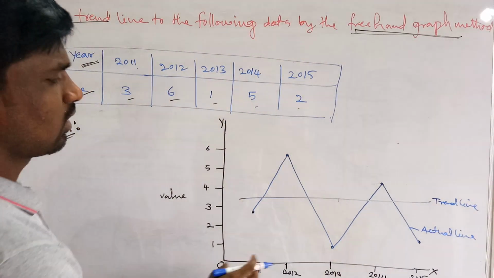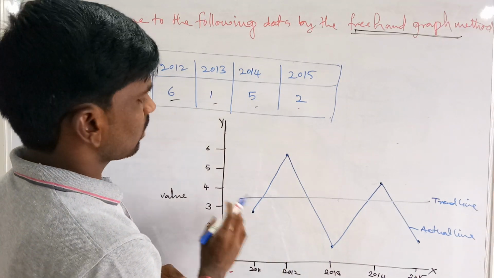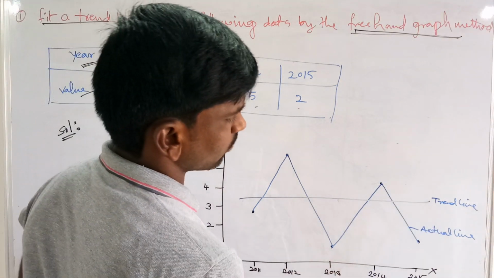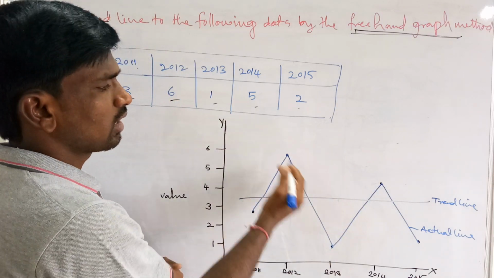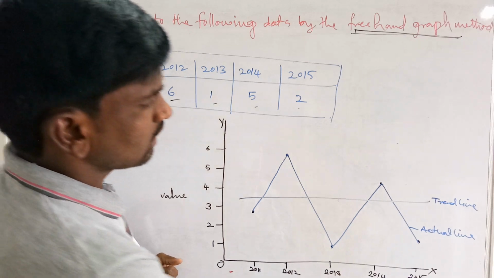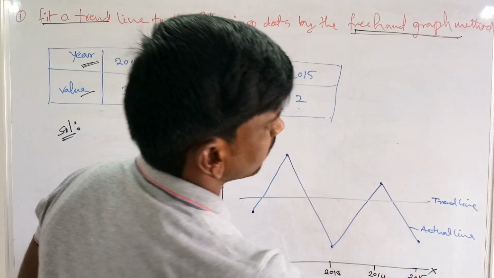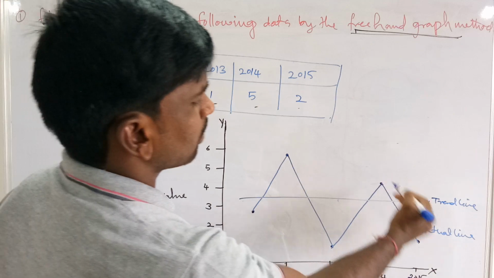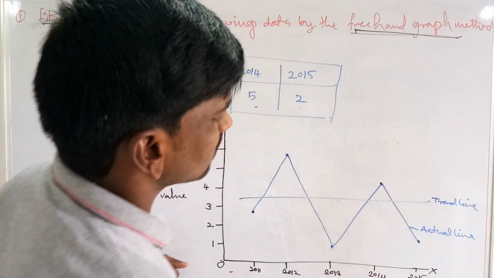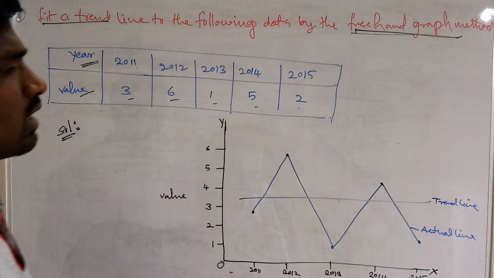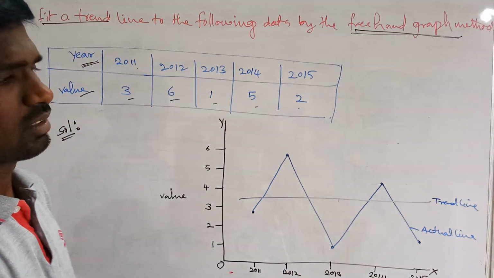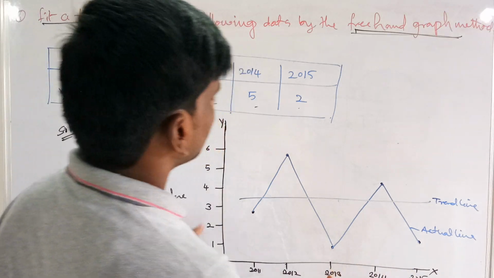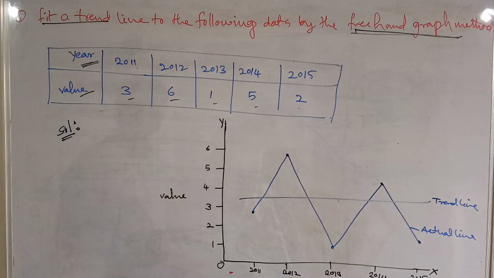So here the values according to the years are fluctuating. It looks like an ogive curve. Here we can estimate the next year's value, up, down, and up. The 2016 value we can estimate. It may be around 3, 4, 5, 6. Like that we can estimate by using this type of graph. This is the simple solution to this question.